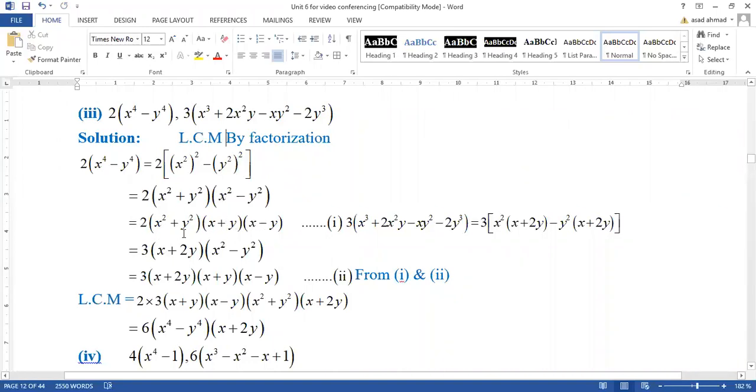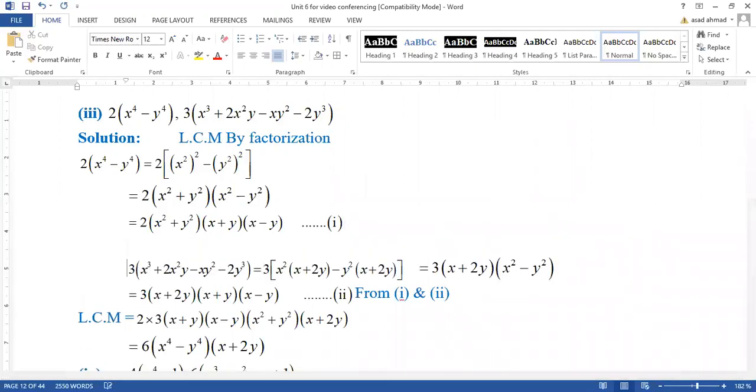So this is labeled as the first part, the complete factorization of 2 times x raised to power 4 minus y raised to power 4. This is equation number 1. For the second part, 3 is taken as usual common, and then the first two parts have been factorized by taking x square common from these two parts, and y raised to power 2 common is taken from the last two parts. So these two terms will be factorized like this.